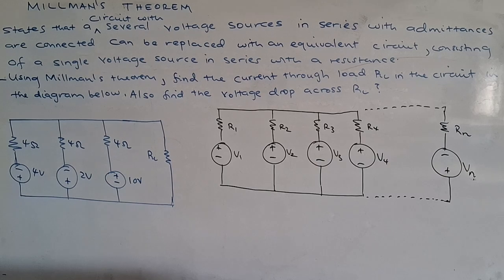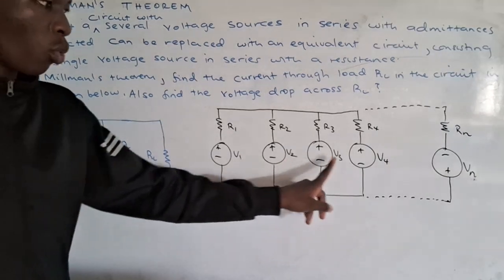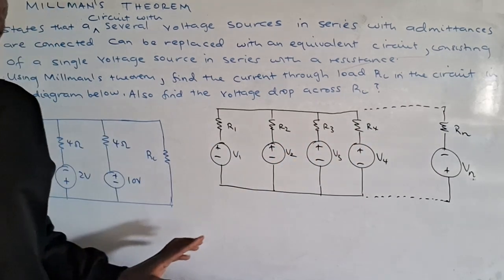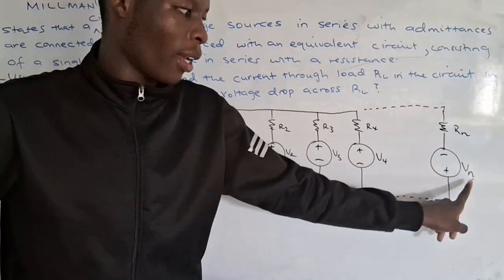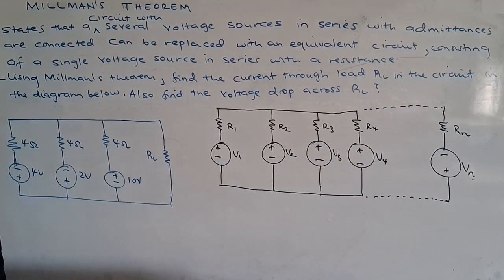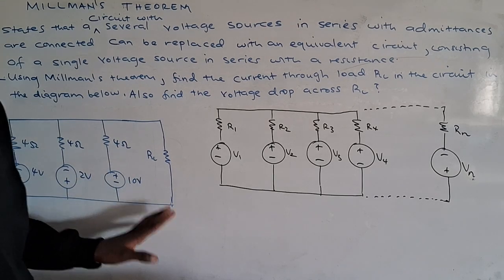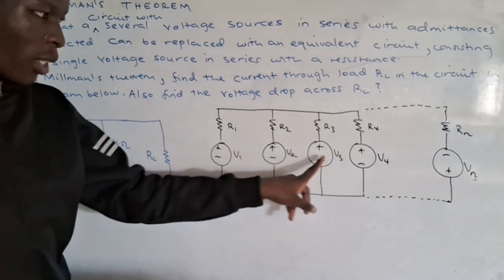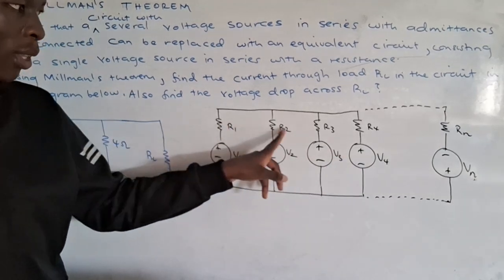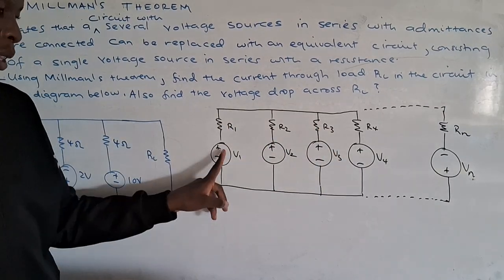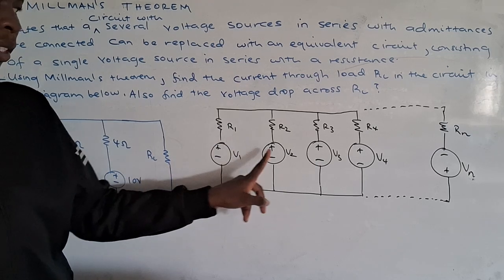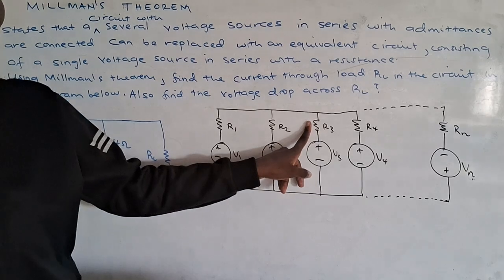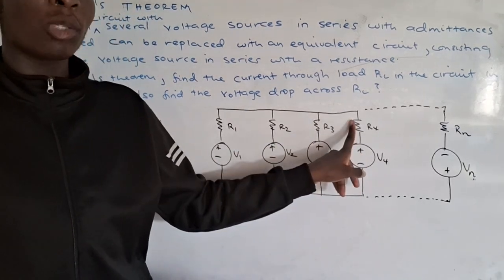If you check, I have V1, V2, V3, V4. I have R1, R2, R3, R4. And I have Rn and Vn here. I want you to see something. This is a circuit where these voltage sources are in series with these resistances. This voltage source is in series with this resistor, this voltage source is in series with this resistor, and so on.